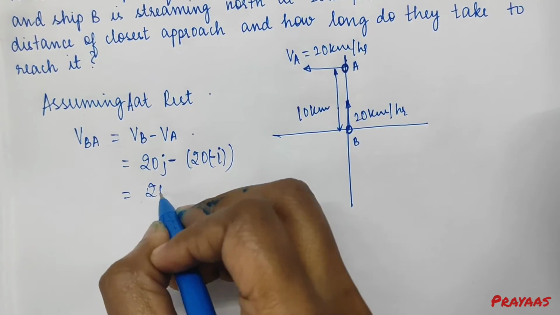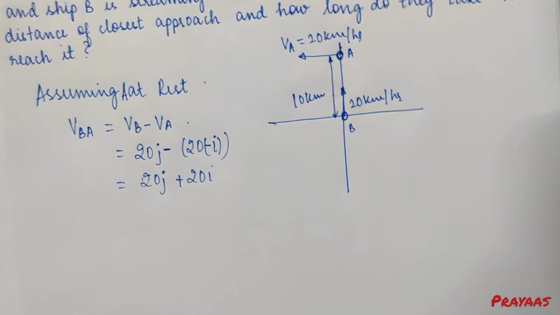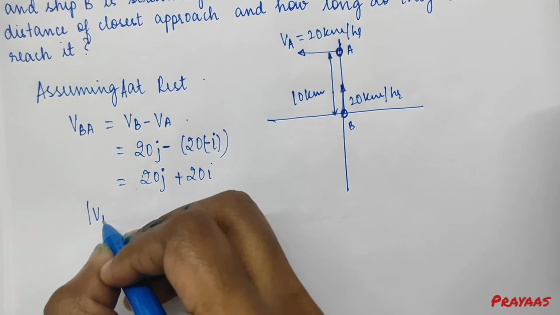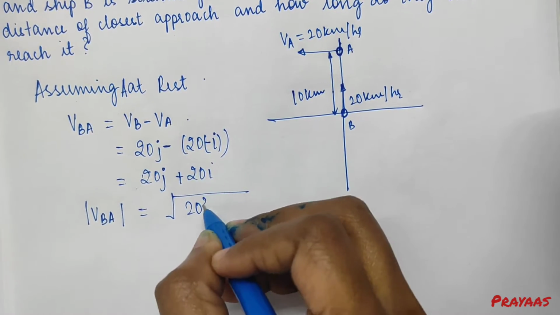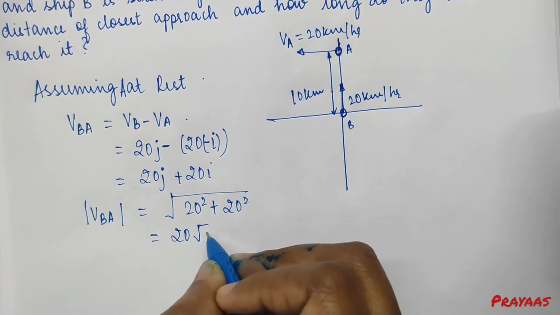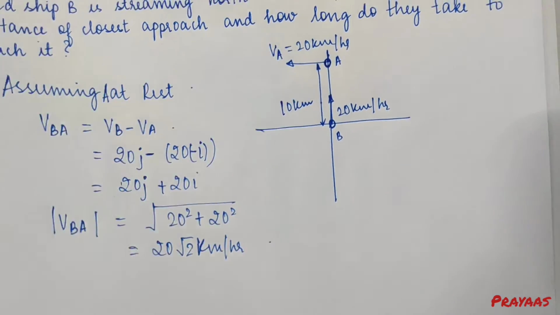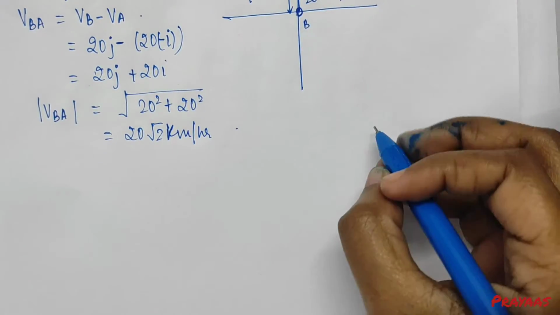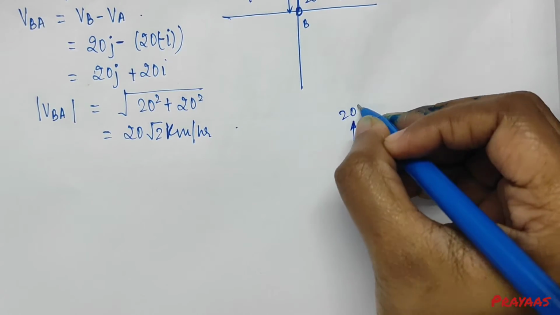This will be 20j cap plus 20i cap. ठीक है. अगर मैं वेलोसिटी ऑफ बी विथ रिस्पेक्ट टू ए का मैग्नीट्यूड निकालूं तो this will be under root of 20 square plus 20 square. This will come out to be 20√2 किलोमीटर पर आवर. So this will be like this. This is the velocity of B, that is 20 किलोमीटर पर आवर.